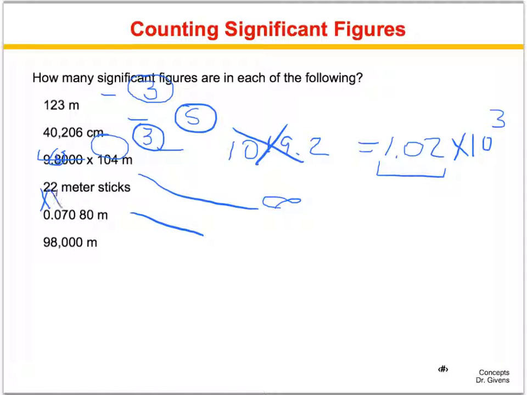How many significant figures in this number? Leading zeros don't count. Captive zero does count. Trailing zero does count. So it has 4 significant figures. And how about this one? It has only 2 significant figures, because if we wanted it to have 5, we would have to put a decimal place here.